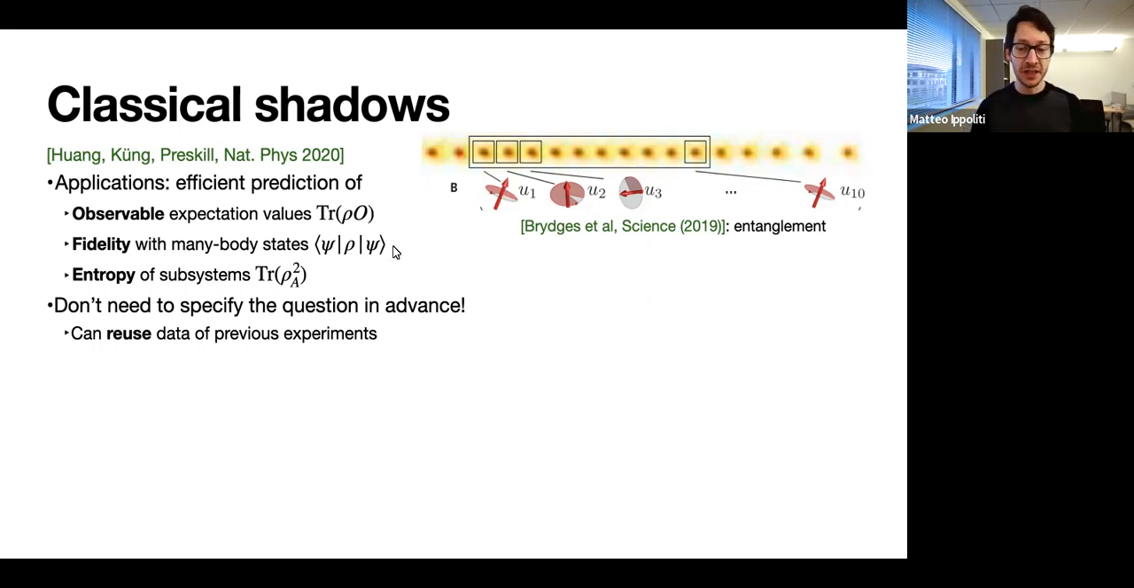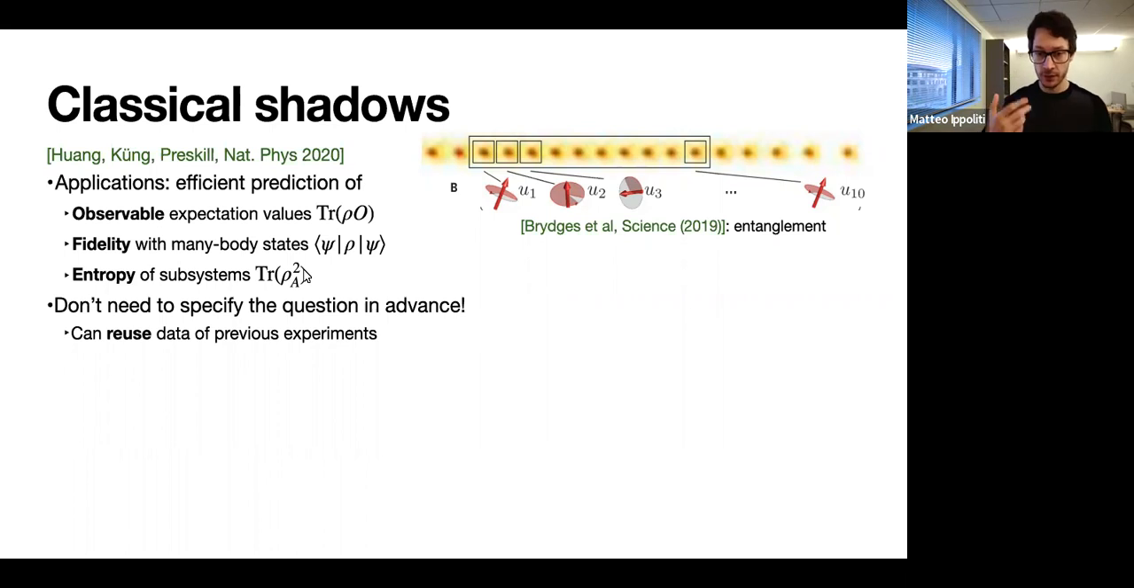But also you can learn nonlinear functions of rho, which is very useful because those cannot be measured from a single shot of rho, because any such thing would be linear in rho. Okay, so things like a purity, trace of rho squared, but also more complicated entanglement functionals can also be learned. And what's very interesting is that you don't need to decide in advance what kind of thing you want to know. You can just run this protocol, build your description, and then later on go back to it and ask new questions.